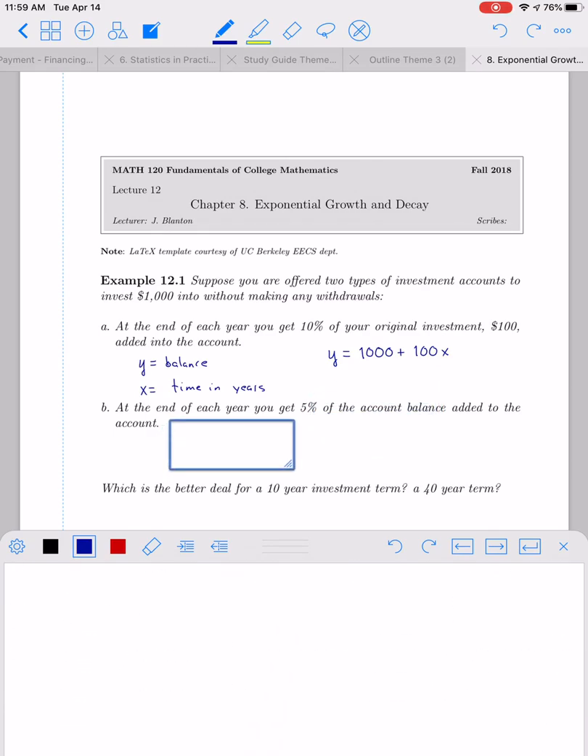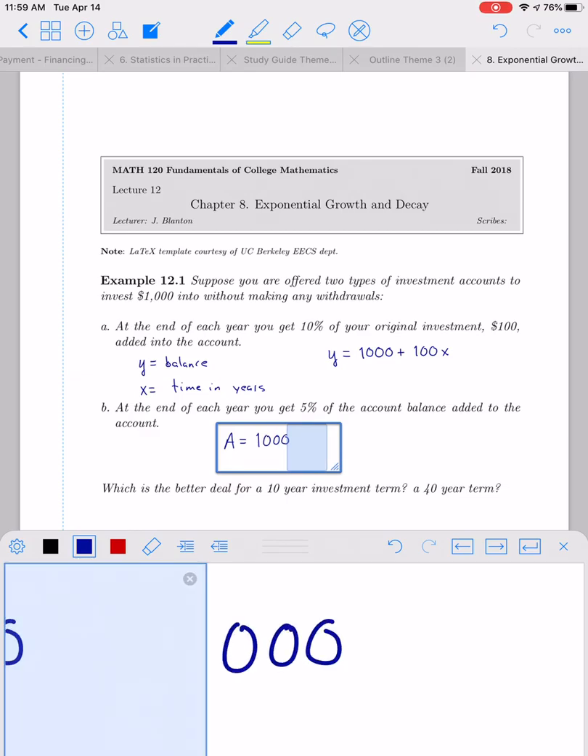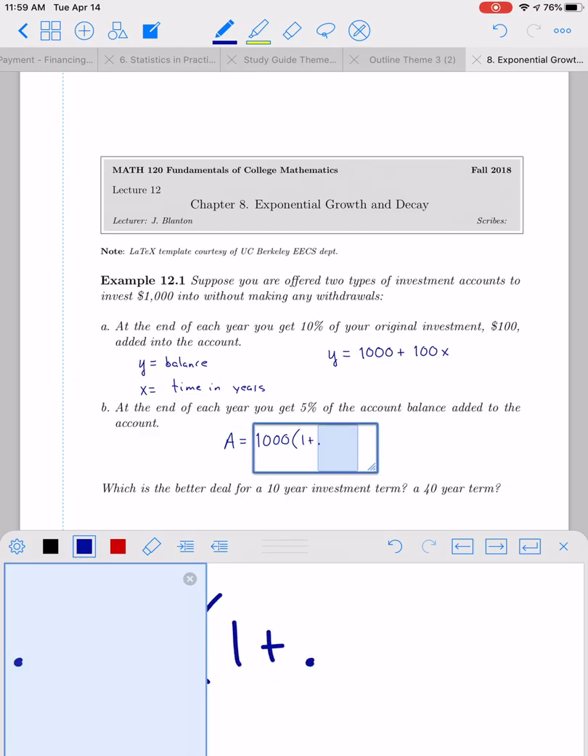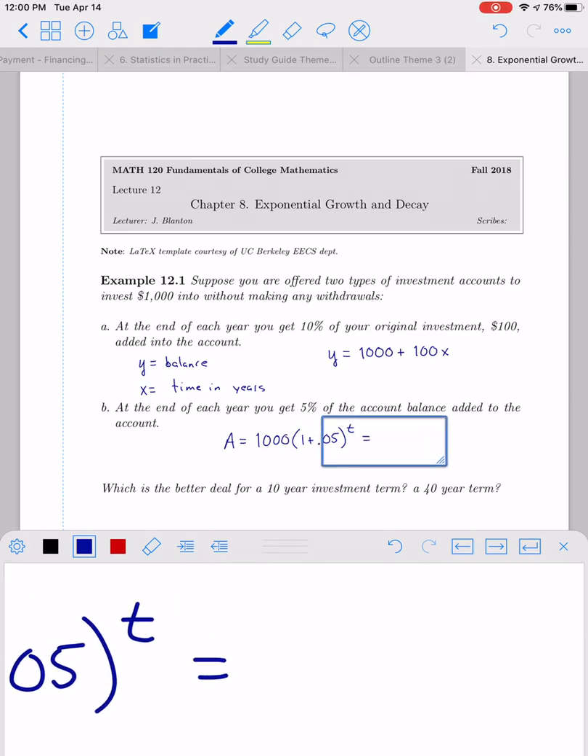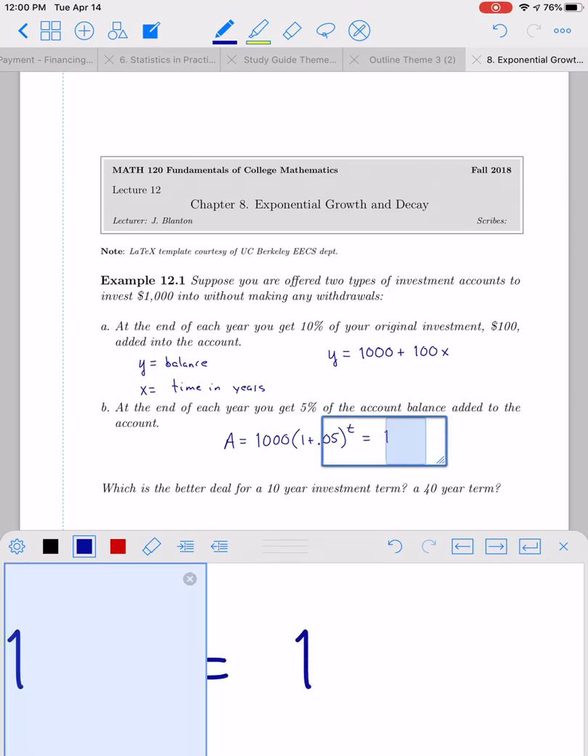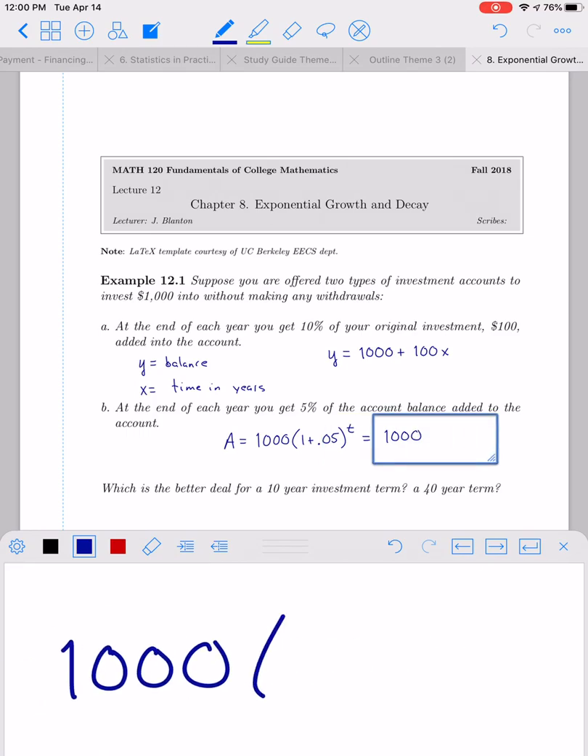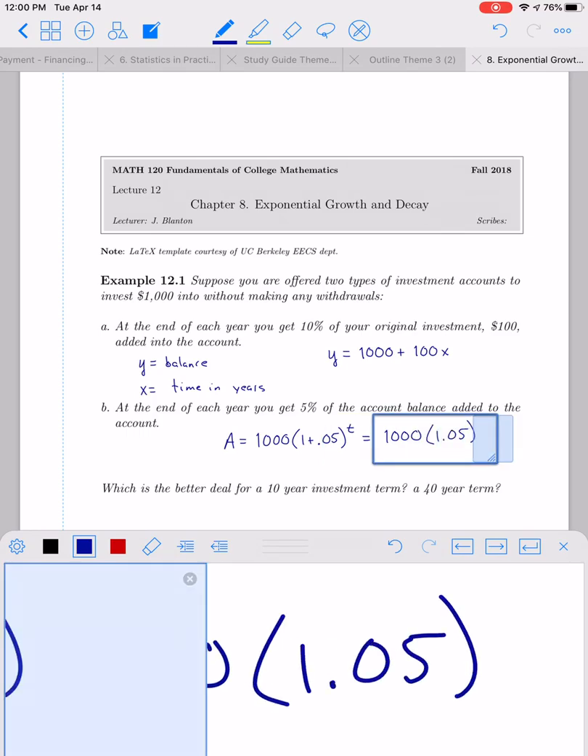And let's do the same thing for scenario B. At the end of each year, we get 5% of the account balance added to the account. Well, since we recognize that as compound interest, we can just use the compound interest formula. So our future amount is the principal, which is $1,000, times 1 plus the rate, and the rate is 0.05 as a decimal, to the power of t, compounded each year money's earned on this account. And maybe simplifying this a little bit, just adding 1 and 0.05, we can write it in this form.